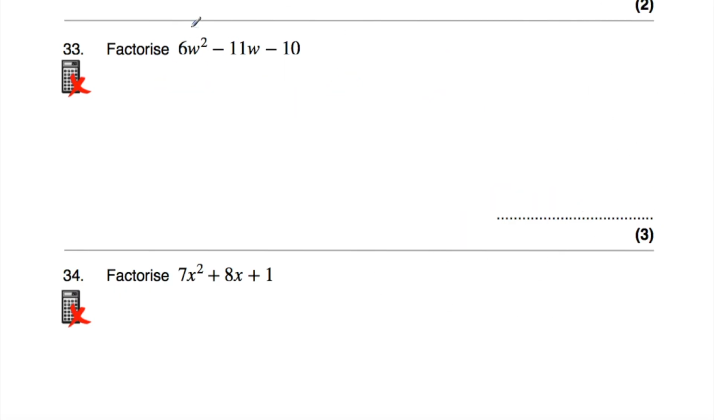So let's have a look at the split in the middle technique. So a is equal to 6 and c is equal to minus 10, and 6 times minus 10 would be equal to minus 60. So we want to find two numbers that multiply together to be minus 60 and then add together to be minus 11. I'm thinking minus 15 and 4, because minus 15 times 4 would be equal to minus 60, and minus 15 plus 4 would be equal to minus 11. So those two numbers would work.